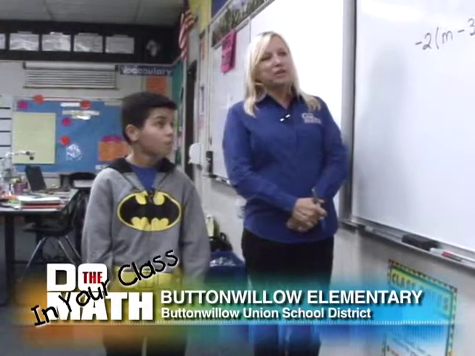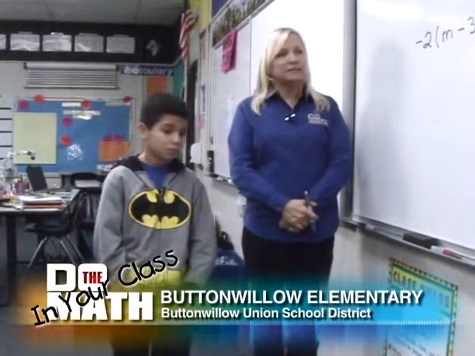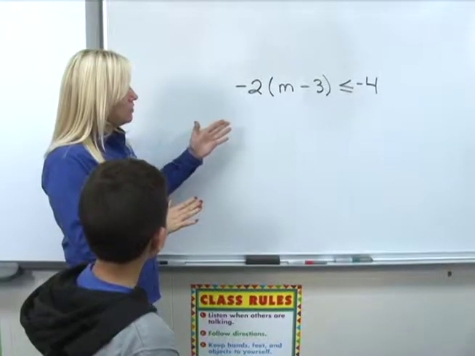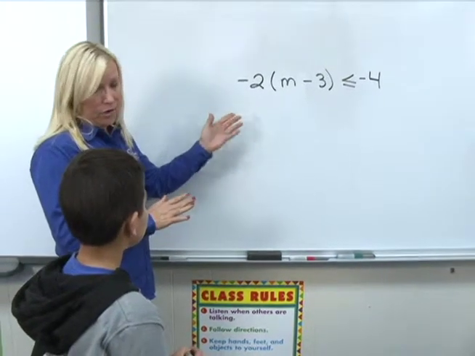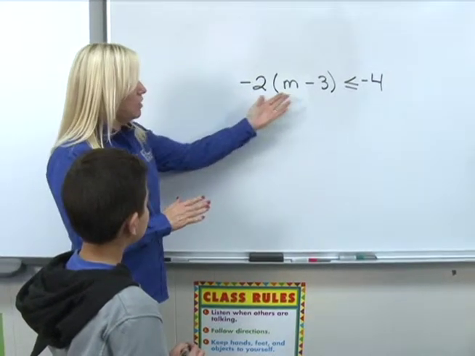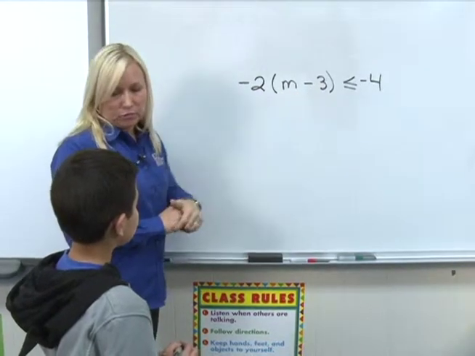Carlos, and we are working on solving inequalities, and this is a multi-step inequality. And Carlos, I'm going to go ahead and walk you through solving this. The first step we need to do is this distributive property. So we need to distribute this -2 to each term inside the parentheses. What do we get when we do that?